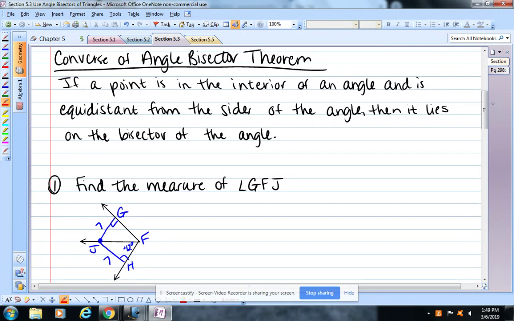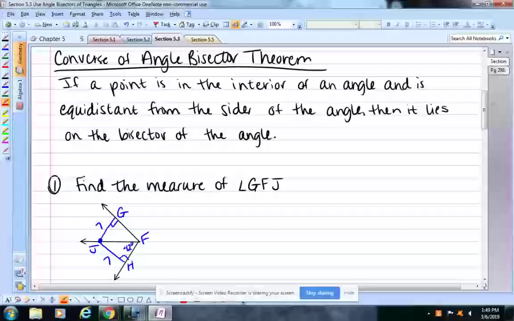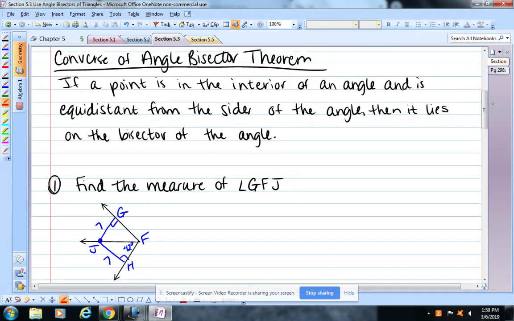So if this angle, GFH, is 42 degrees, angle GFJ, this angle up top, has to be what? It will also be 42 degrees. Okay? So if these two are the same, then these two are the same. So if these are both 7, and this one's 42 degrees, then this one will be 42 degrees as well. Does that make sense? So that goes both ways. If these two things are congruent, then these are. If these two are congruent, then these are. Does that make sense? So the measure of angle GFJ is 42 degrees.